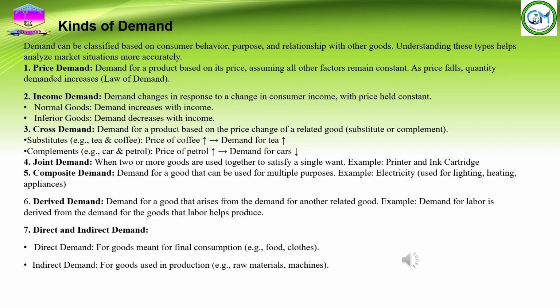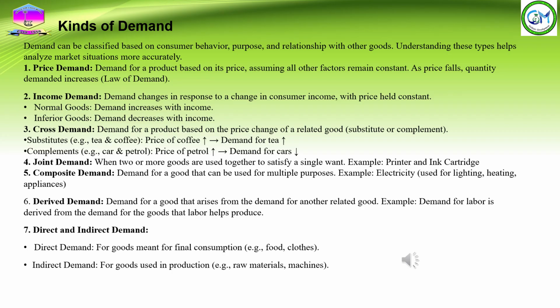Next one is joint demand. Joint demand means when two or more goods are used together to satisfy a single want. Example, printer and ink cartridge. If we need one thing, the other thing is also needed to fulfill this desire. That is called joint demand.